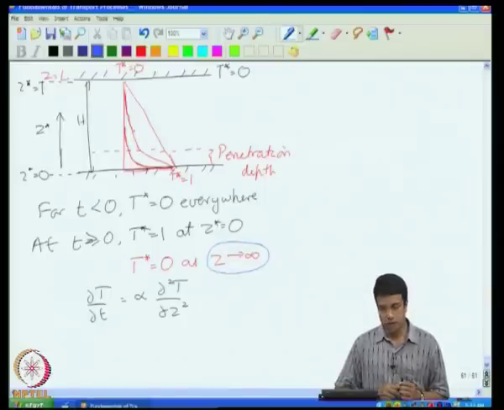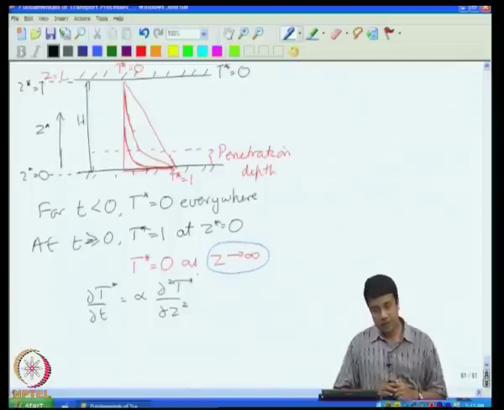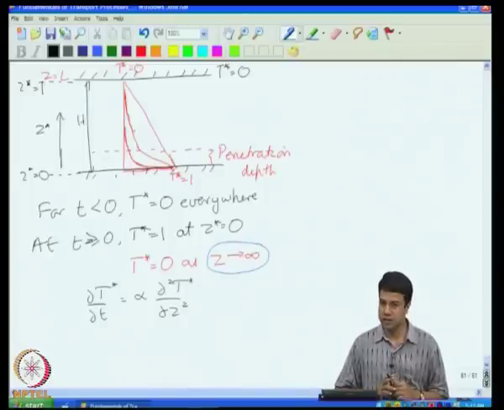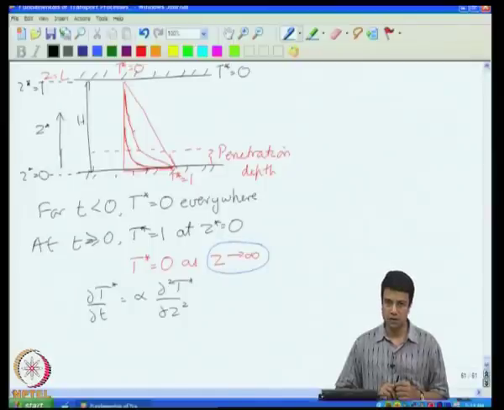Let us go back and look at all the relevant variables in the problem. One relevant variable, of course, is the temperature T star, but that is already dimensionless. T star I had scaled as T minus T naught by T 1 minus T naught, varies between 0 and 1, no units, it is dimensionless. So, that cannot be a dimension that is important in this case. I have three others: two are the coordinates, one is the z coordinate, the other is time. And the only other thing that I have in the problem is this diffusivity alpha. So, there is one dimensionless variable T star, two coordinates z and t, and one dimensional parameter, the thermal diffusivity alpha.